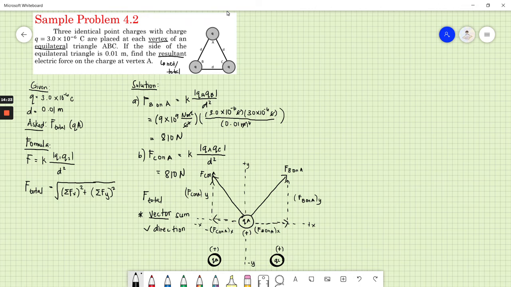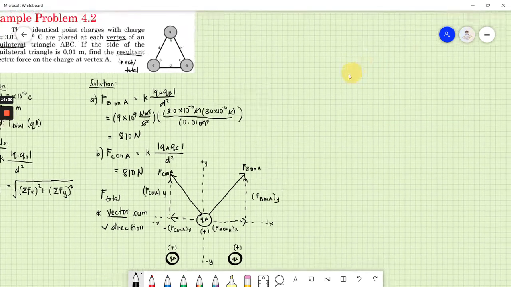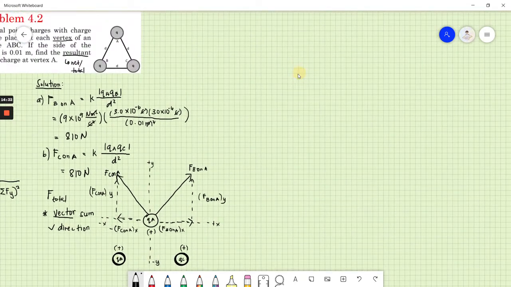So after we identify this y and this x, what we have to do now is to do a component. And what we're going to do is create a table. Let me just move this right here so we can have a space. There you go. Okay, so in order for us not to get confused, I'm going to do a table. I'm going to write my forces here, I'm going to write horizontal, and I'm going to write vertical.